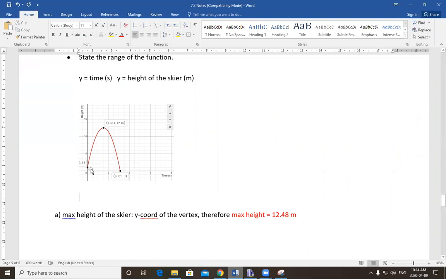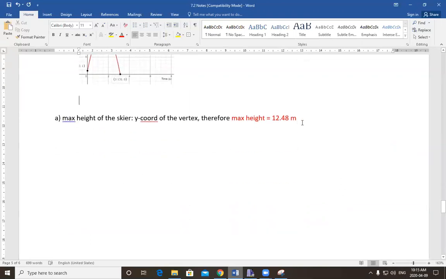Let's say that question was, at what point does the skier hit the ground? Well, that would be the x-intercept, where it starts at 1 meter and it goes down, and that would be the time at which the skier completes the jump. At what height did the skier start? Well, it would be the y-intercept. The height is 1 meter, goes up to 12, and then down to 0.